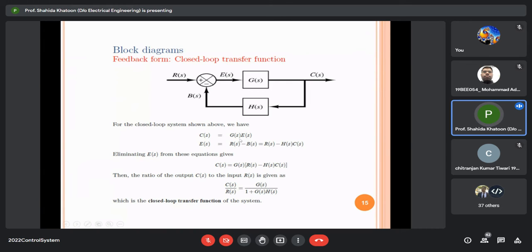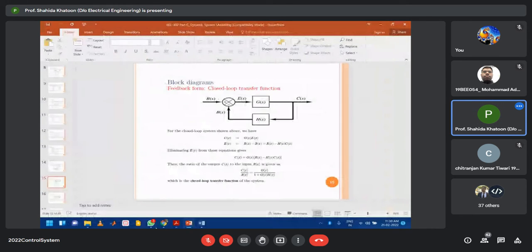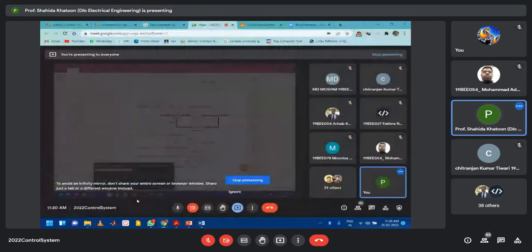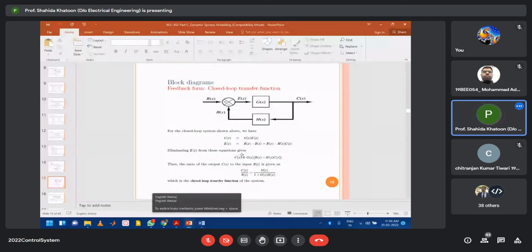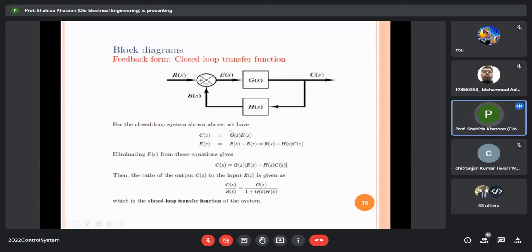C(s) is G(s) into E(s), from here, and E(s) is basically R(s) minus B(s). If the signal at this point we are taking as B(s), then it is R(s) minus this signal, and this B(s) is what? This signal into this signal. So R(s) minus H(s) into C(s). So substitute E(s) here, you get C(s) is equal to G(s) into R(s) minus H(s) into C(s).